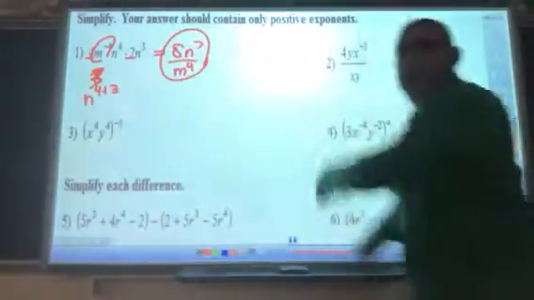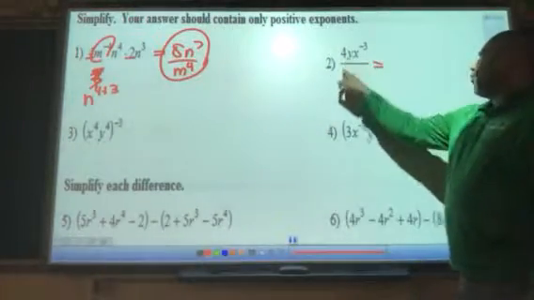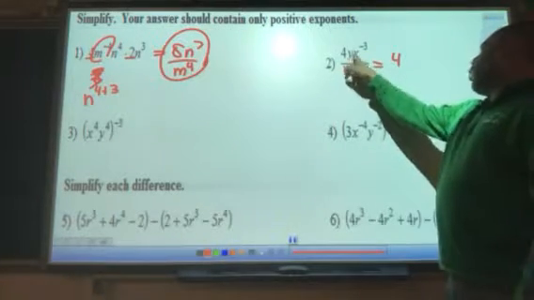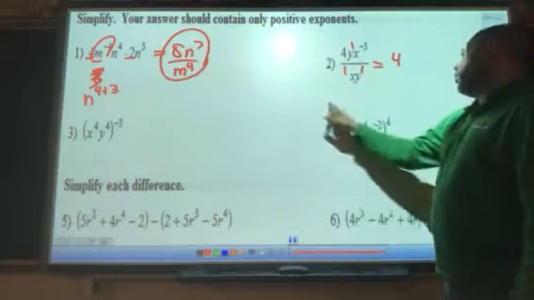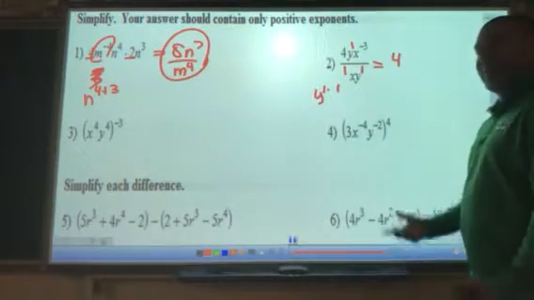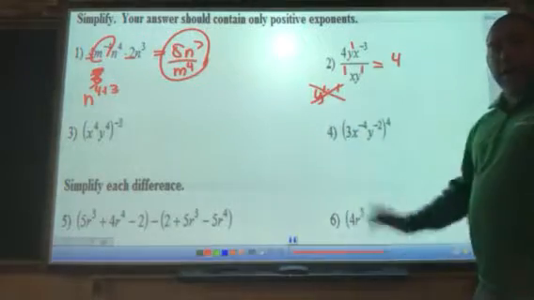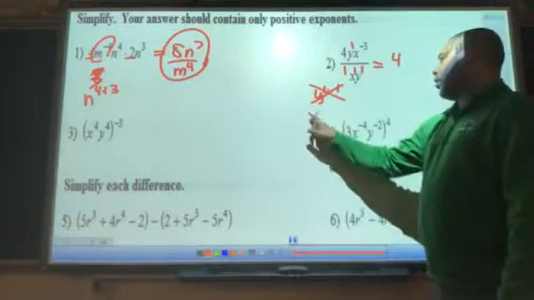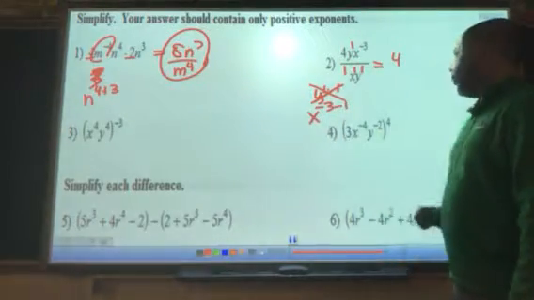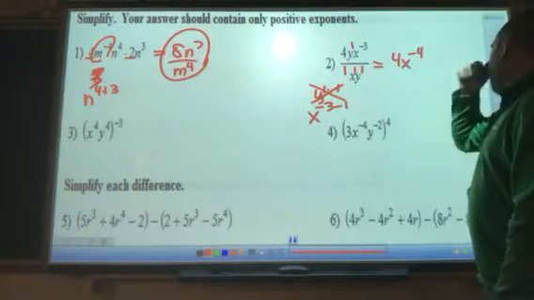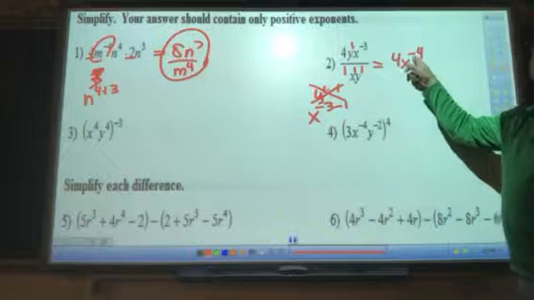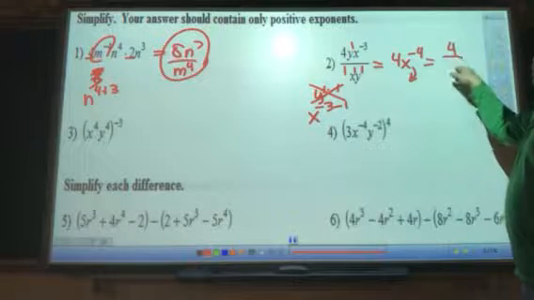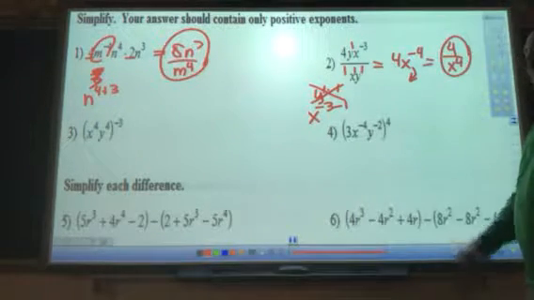Okay, number 2. Division. The fraction is 4 over 1, so 4 divided by 1 is 4. The y's are being divided, so I have to subtract the exponents. 1 minus 1 is 0, so the y's are gone. I don't have y's in my problem anymore. The x's are being divided, so I need to do the correct subtraction problem. It's negative 3 minus 1, and negative 3 minus 1 is negative 4. Now I can't leave it like this, because it has a negative exponent, so I need to make it x to the 4th on the bottom. And that would be my final answer there.